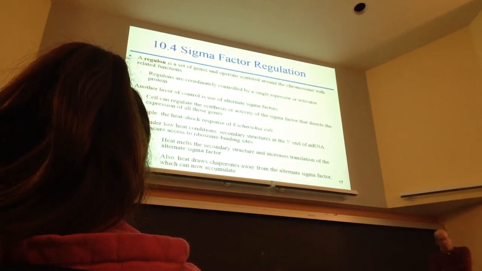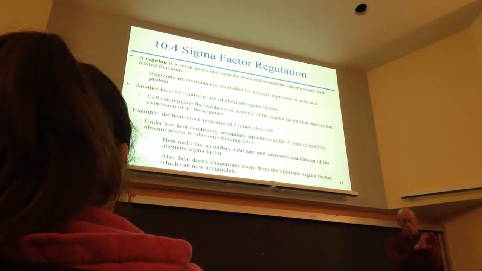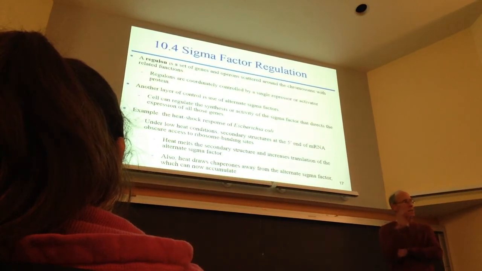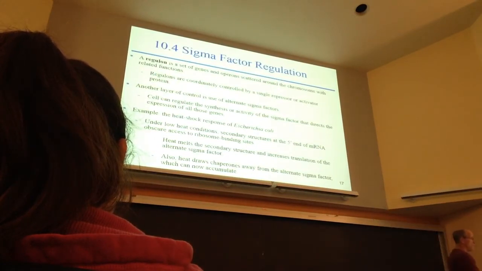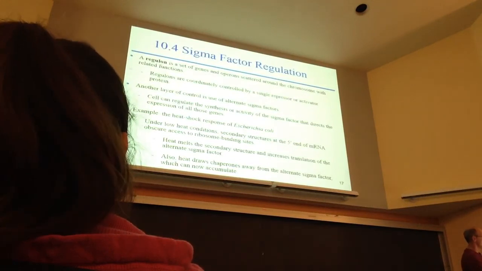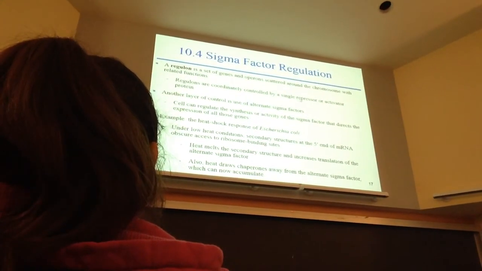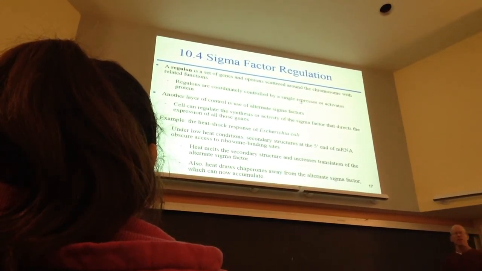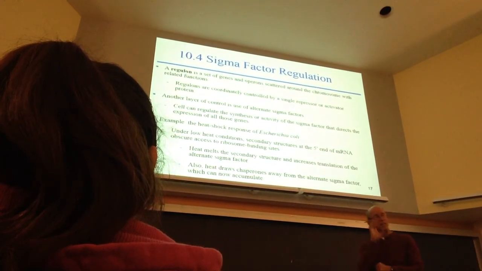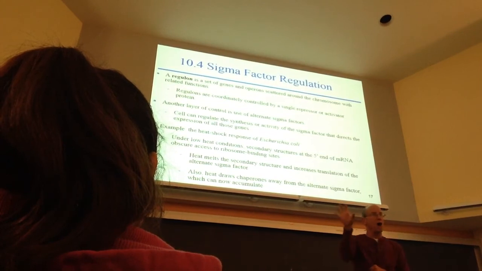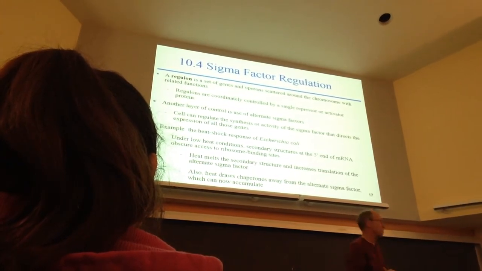So as I've said many times, when a number of operons are turned on in a coordinate fashion, they're called a regulon. And these operons are scattered around the chromosome with related functions. So they're coordinately controlled by a single repressor. So we saw that in the SOS response. The LexA regulatory protein turns on or off 5 or 6 different operons.